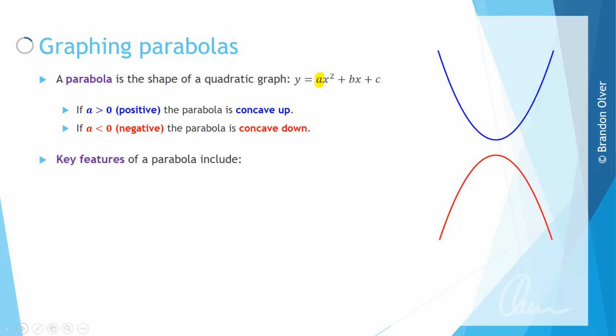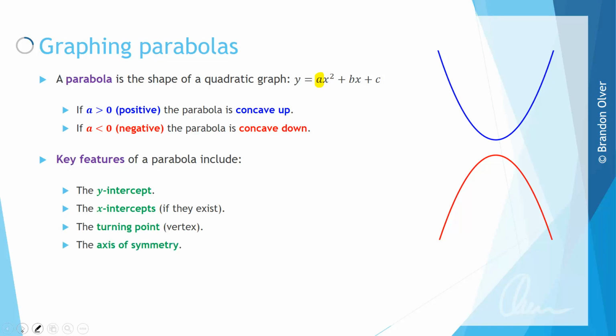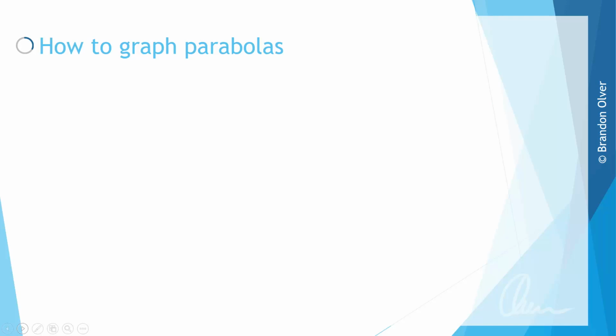Key features of a parabola include the y-intercept, and the x-intercept or intercepts if they exist, and we'll have a look at cases where they do and don't exist. There's also the turning point, or the vertex of the parabola. And finally, there is a thing known as the axis of symmetry. However, we won't spend a lot of time on that in this video. Finding the key features, the 3 to 4 things listed above, is a useful way to help graph parabolas. So when we think about how to graph a parabola, we need to think about finding those key features.